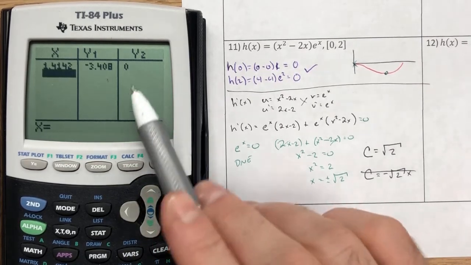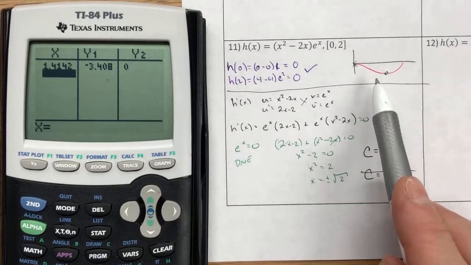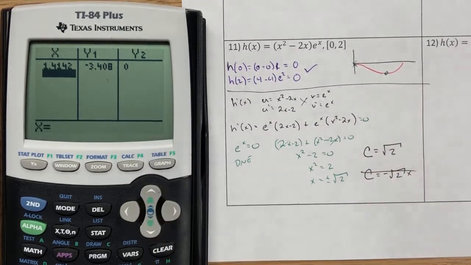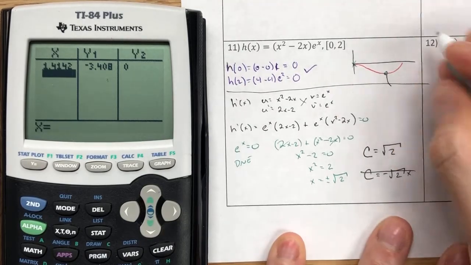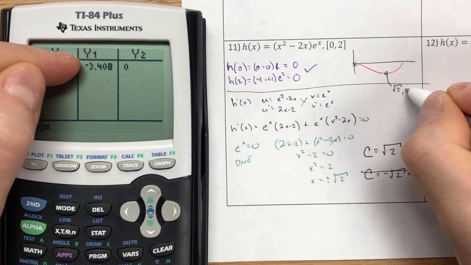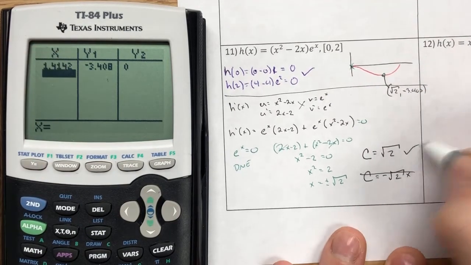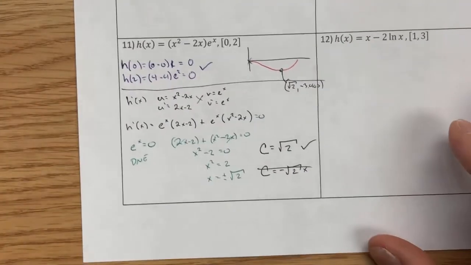Boom. Yep. We see that, yes, it does produce a value of 0 for the derivative, so I know that that is the flat point. And if I wanted to find the actual point on the graph, well, then this point would be the square root of 2, comma, negative 3.408. But this one has been verified, and there we go.